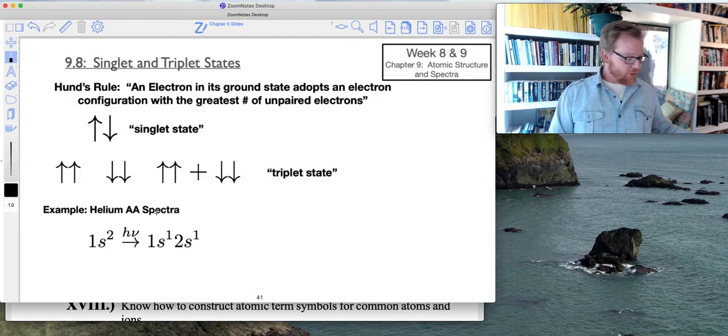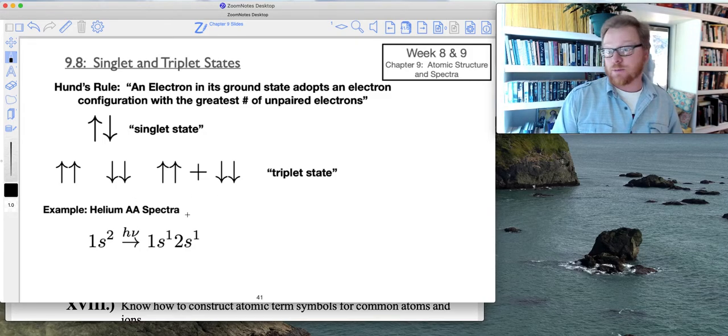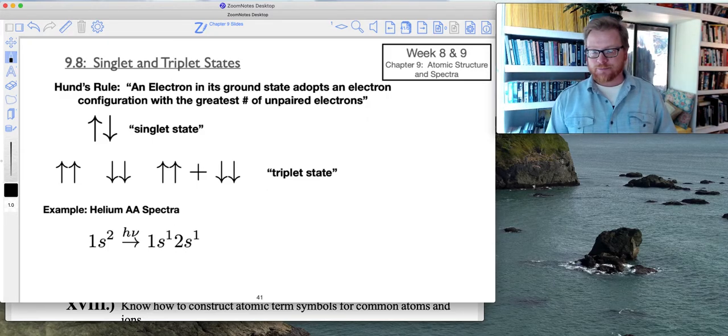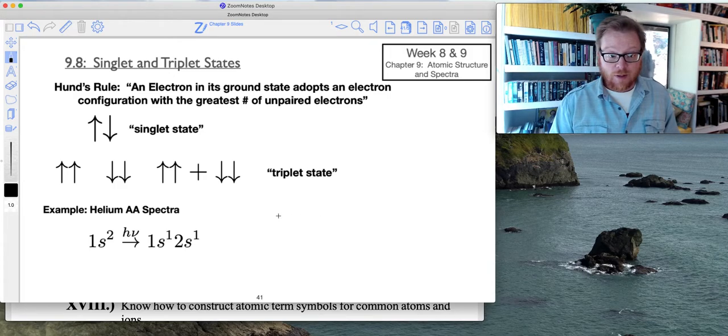For example, if we were to look at the helium atomic absorption spectra, the helium AA spectra, we know when helium goes through its principal transition, from the ground up, it goes from 1s2 to 1s1 plus 2s1. So what is this 1s1, 2s1 state?